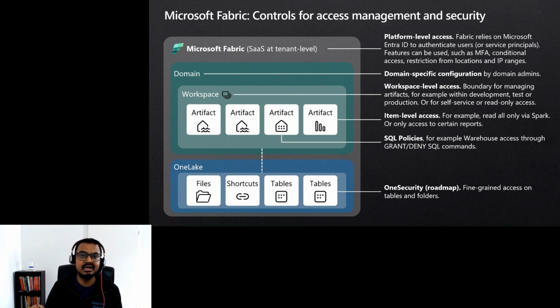Similar to read, you have permissions to edit, you have permissions to build. Build would mean that if there is a semantic model within the workspace and report builders have to start creating reports on top of it, that is something which would be done using the share option of build, right?